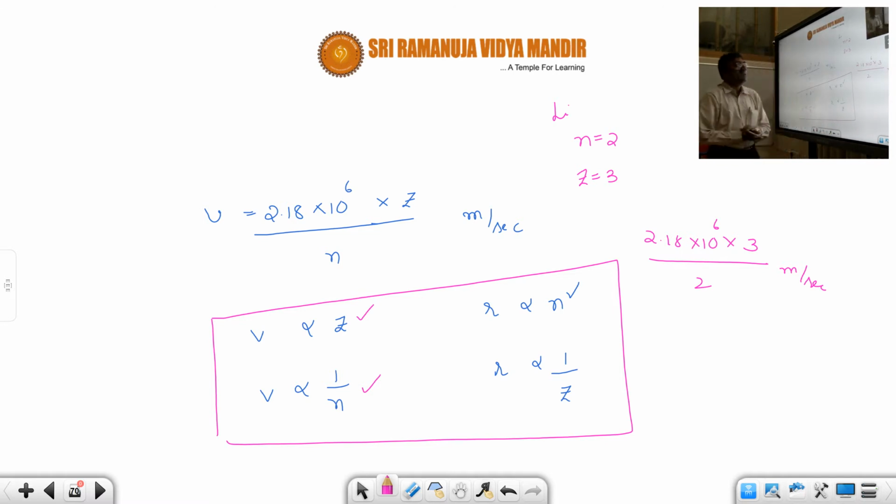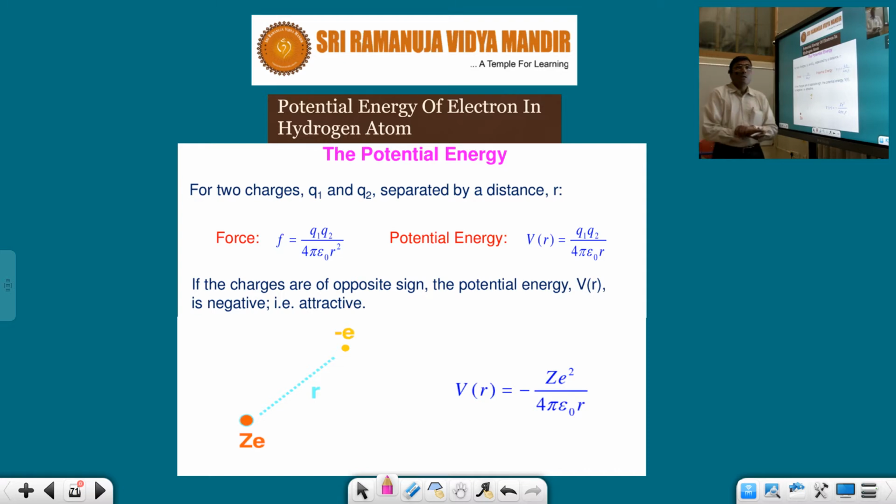I hope you are very clear about the derivation part, and also how the velocity is related to the principal quantum number n and atomic number z. Well, let us make an attempt to derive the energy of an orbit. Velocity is for an electron, radius is for an orbit, and energy is also for an orbit. You cannot say energy of the electron, you cannot say radius of the electron. Radius is for the orbit, energy is for the orbit, and velocity is for the electron. You cannot say velocity of the orbit. The orbit is not rotating, the electron is rotating. I hope you understood.